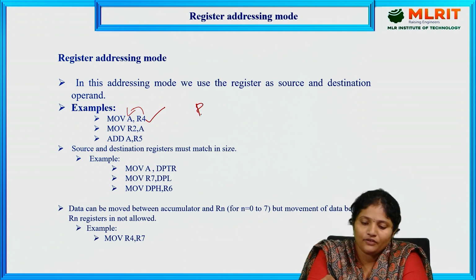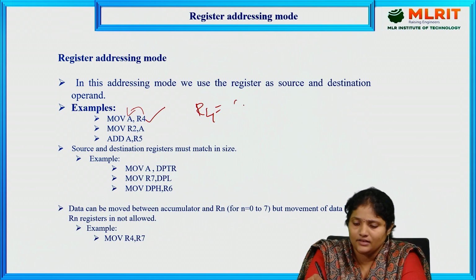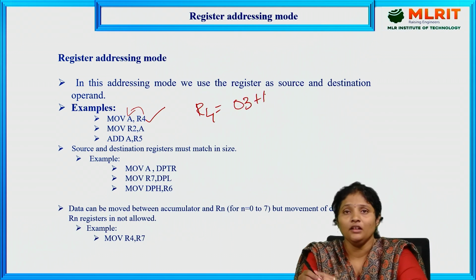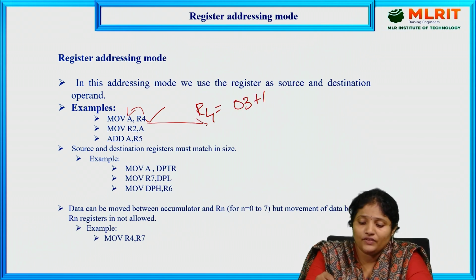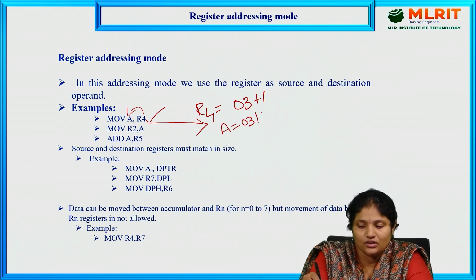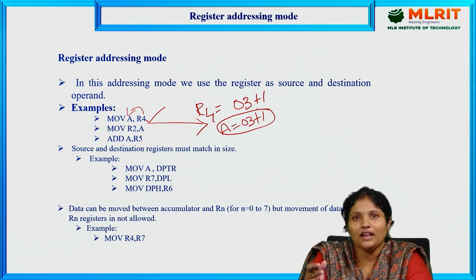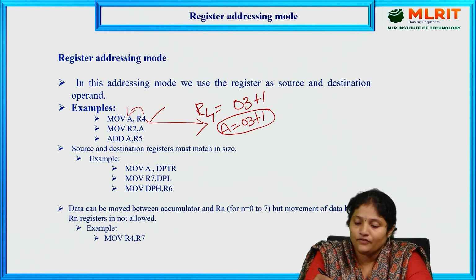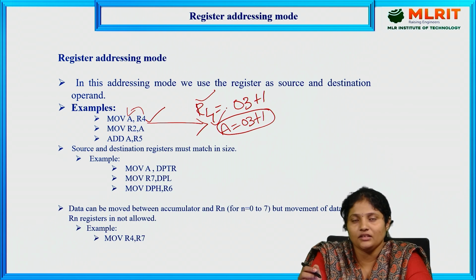Here, if the R4 register has data like 03H, assume that. After execution of this instruction, the A accumulator will also hold 03H. It is not like cut and paste; it will be copied. So the R4 register has the same data, and the accumulator register will have the same data after execution of the instruction itself.